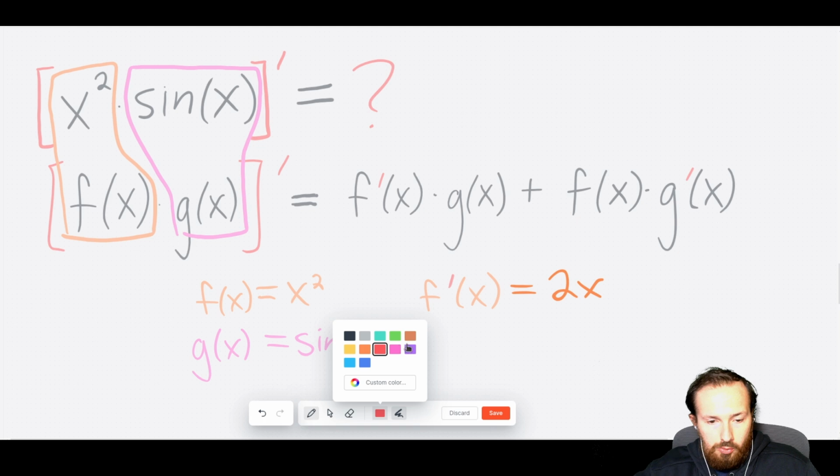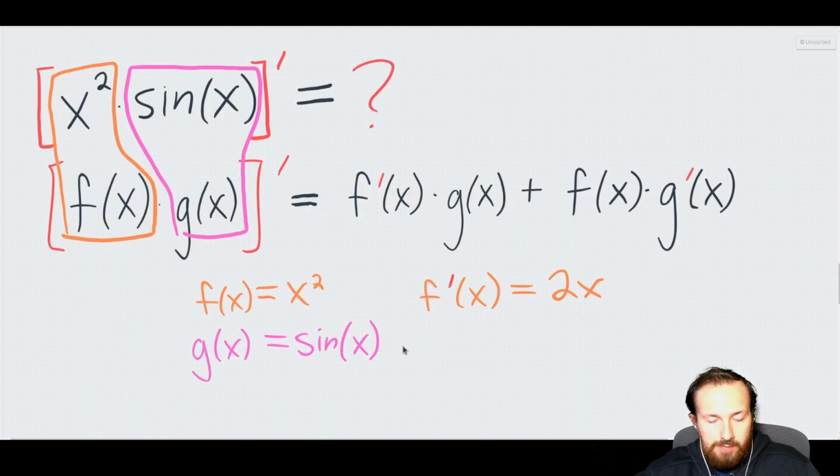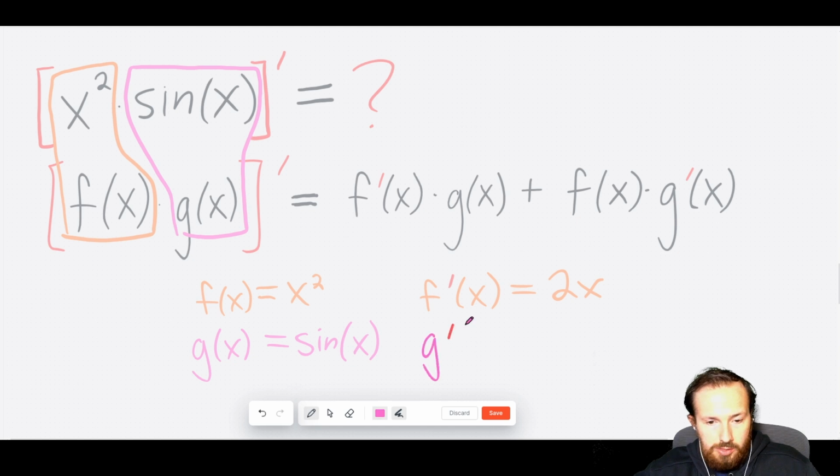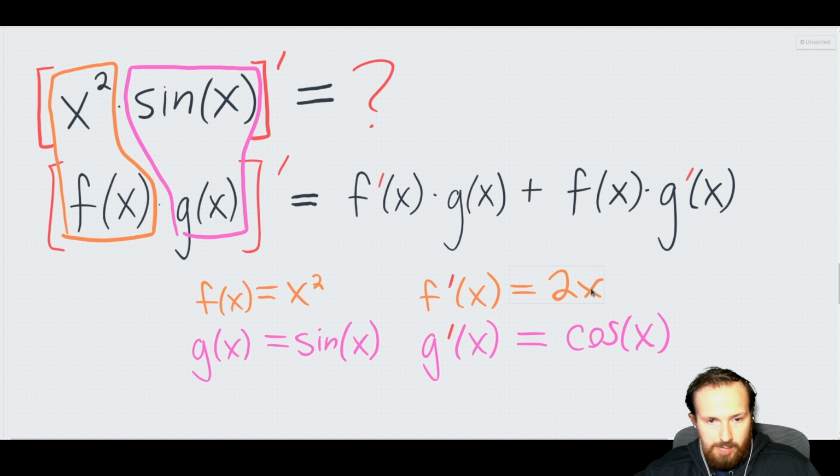In this other function, g of x equals sine of x, we also need the derivative of that. Here, you need to remember certain trig derivatives. So remember, what is the derivative of sine of x? Hopefully you recall that it is cosine of x. And if you have this information, then you have everything you need.